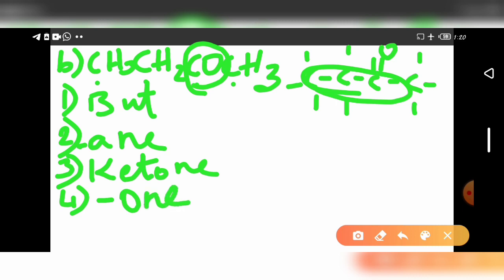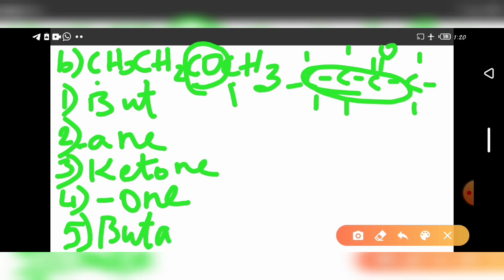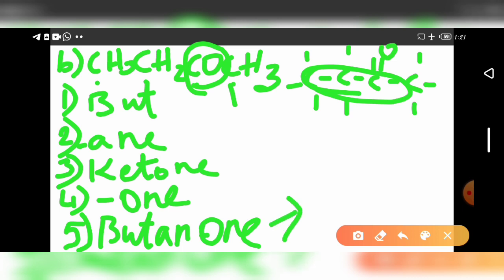Okay, how will you write the formula? You have to mention which carbon contains that functional group. So first carbon contains the CO group, the nearer to the end carbon. So you have to write, fifth step, butane, butanone. How will you write this butanone? In front of this, the 1 will come in the front. So 1 butanone.